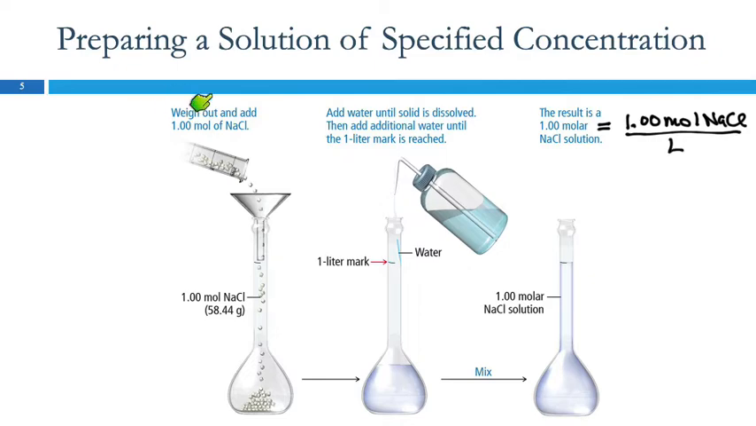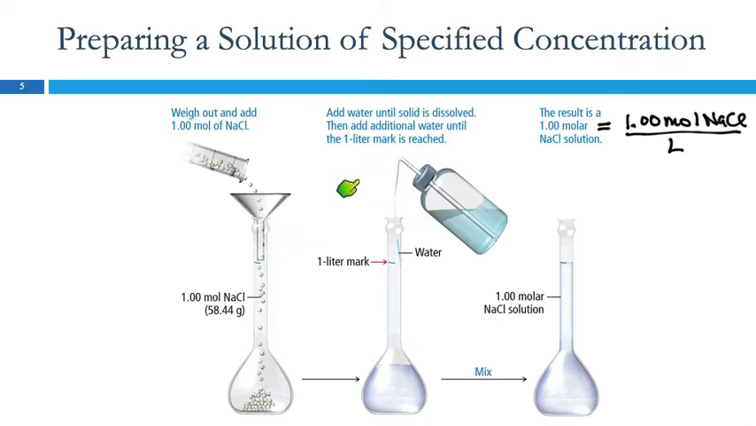So measure and weigh out 1 mole of sodium chloride. That would be 58.44 grams. A lot of times you need a funnel to get it in there. You've weighed this out very carefully. You don't want to spill it because then you have to start over. So you get all your solid in there.